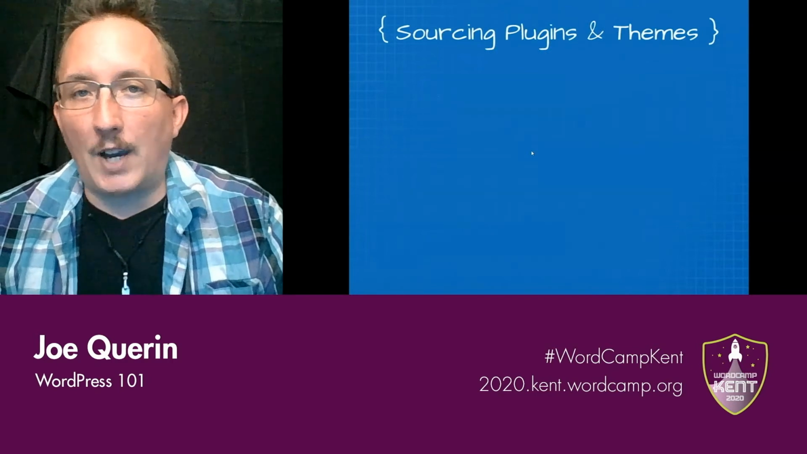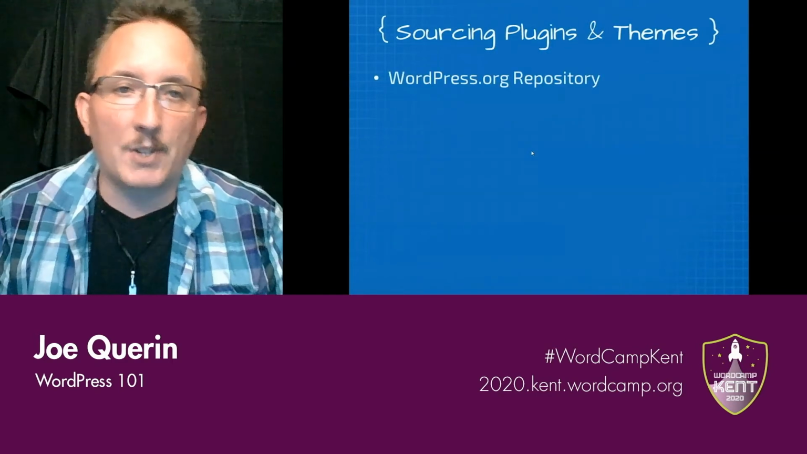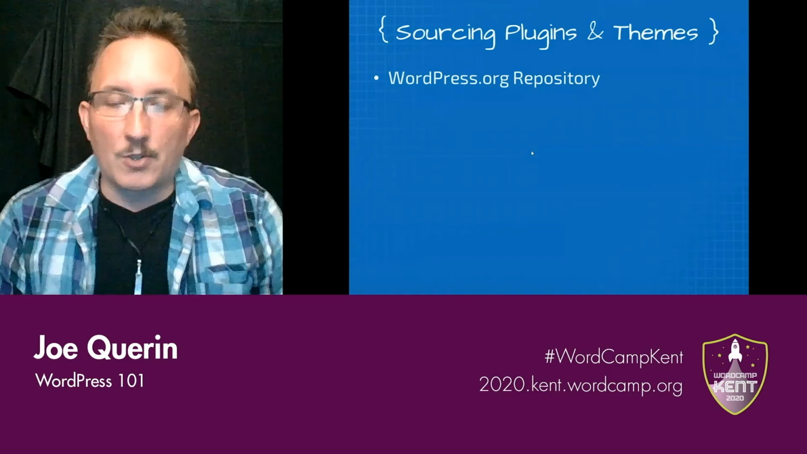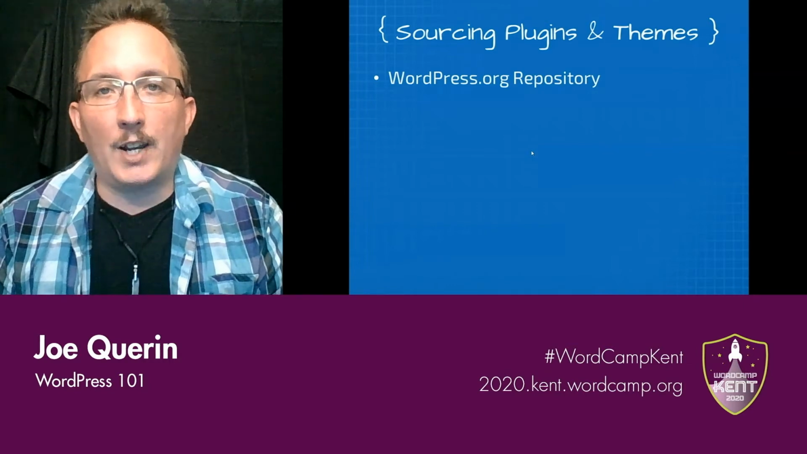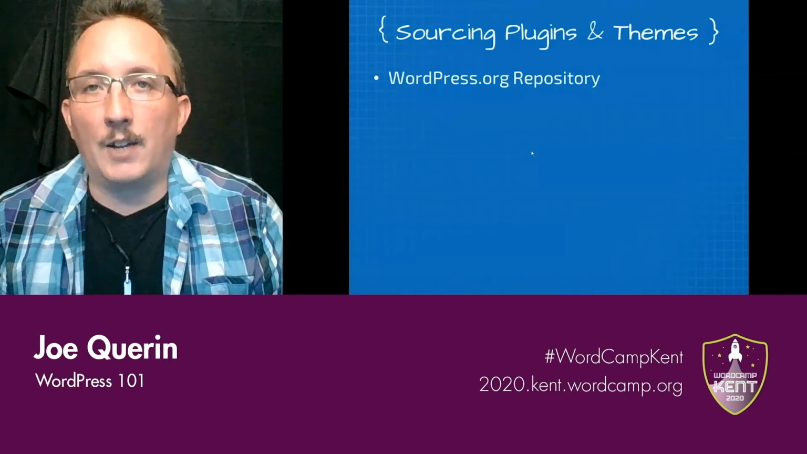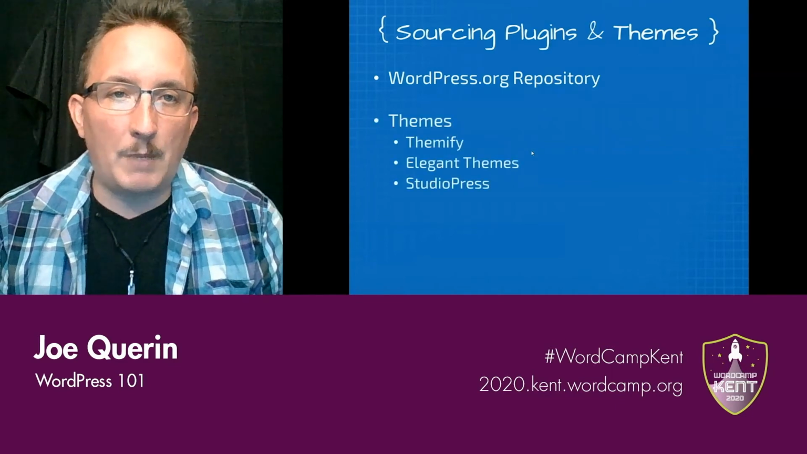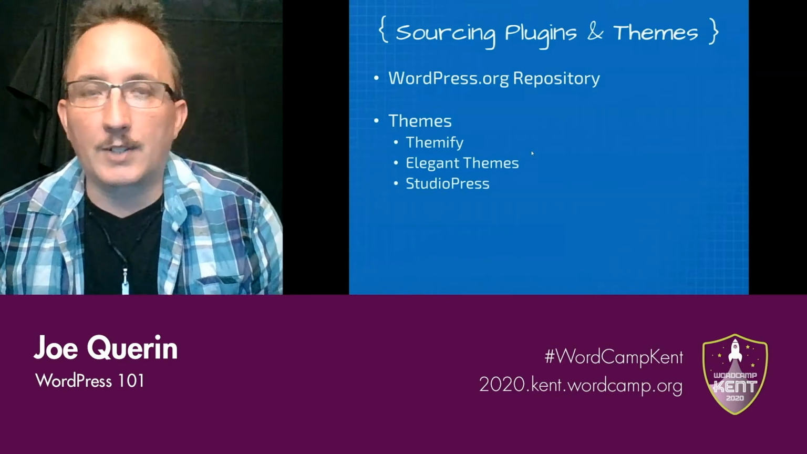So where can I find plugins and themes? Well, the first place is the WordPress.org repository. So if you go to WordPress.org, not only can you download the source code for WordPress, not only can you find support for WordPress, but you can also find plugins and themes on the WordPress.org repository. And why we like to send people to the repository is we know the things that are there are safe, they've been looked at.